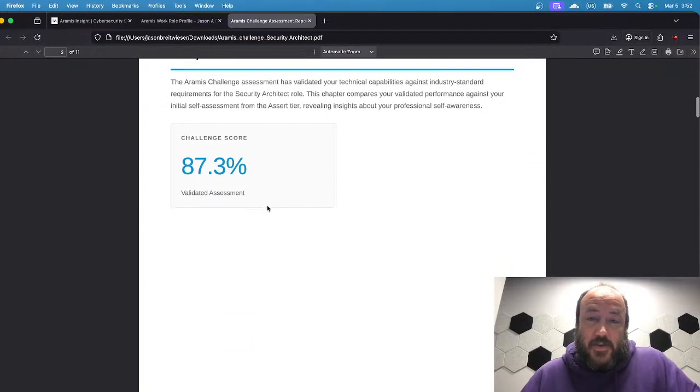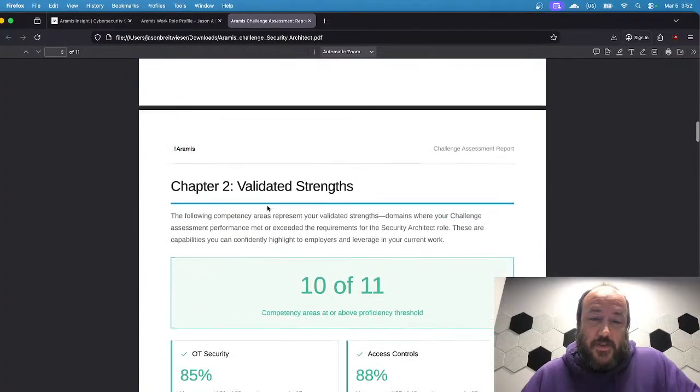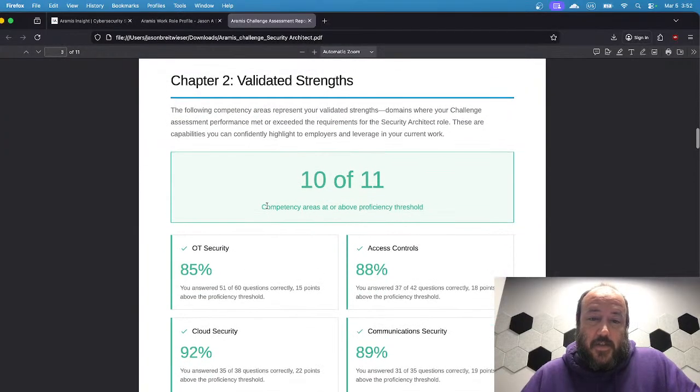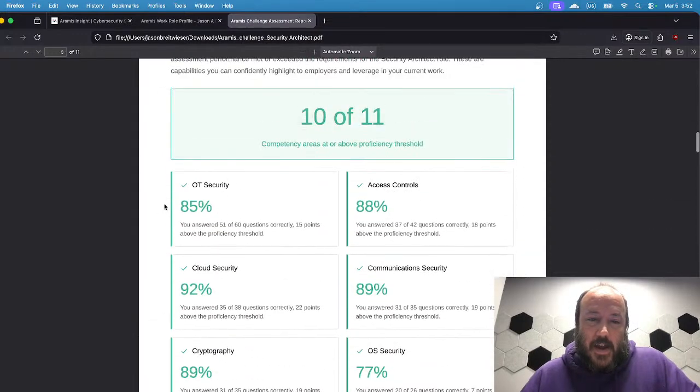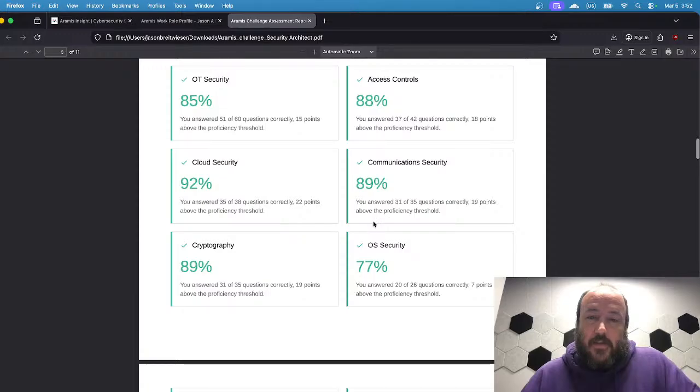Chapter 1, moment of truth, yes, very true. Validated strength 10 of 11. So I had strength shown in testing for security, access controls, cloud security, communication security, which is surprisingly better than I thought. Cryptography, which is a strength.